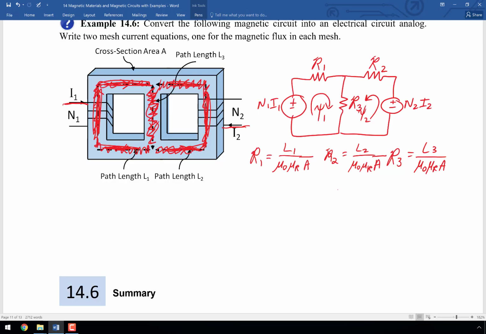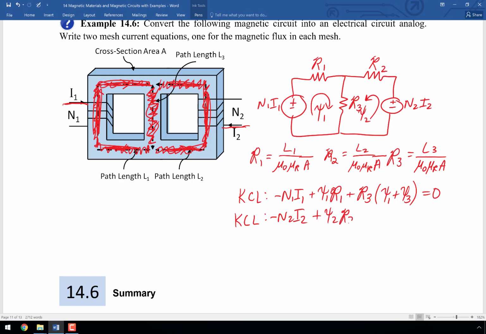Now let's go ahead and analyze this electrical analog. I'm going to do it by KVL. I'm going to have minus N1 I1 plus psi 1 times R1 plus R3 times, and there's actually two fluxes going through there, so that's psi 1 plus psi 3, that's equal to 0. And then also by KVL in the right-hand loop, and I'll go counterclockwise here, we're going to have minus N2 I2 plus psi 2 R2 plus R3 times psi 1 plus psi 2, and I made a mistake in the previous equation. There is no psi 3, that's just psi 2, and that's equal to 0.